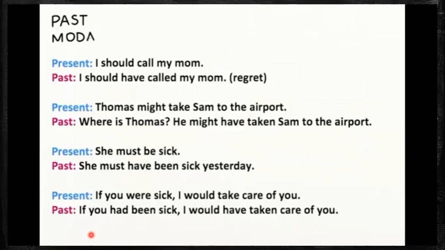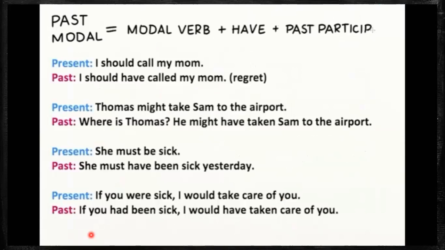Another way to create a past modal is to use the structure modal verb plus have plus past participle. For example, the past tense of should call is should have called. The past tense of might take is might have taken. The past tense of must be is must have been. And the past tense of would take is would have taken.